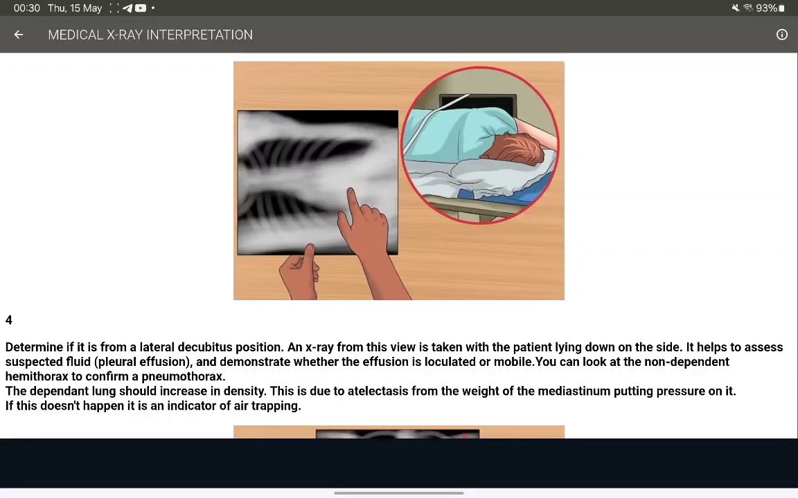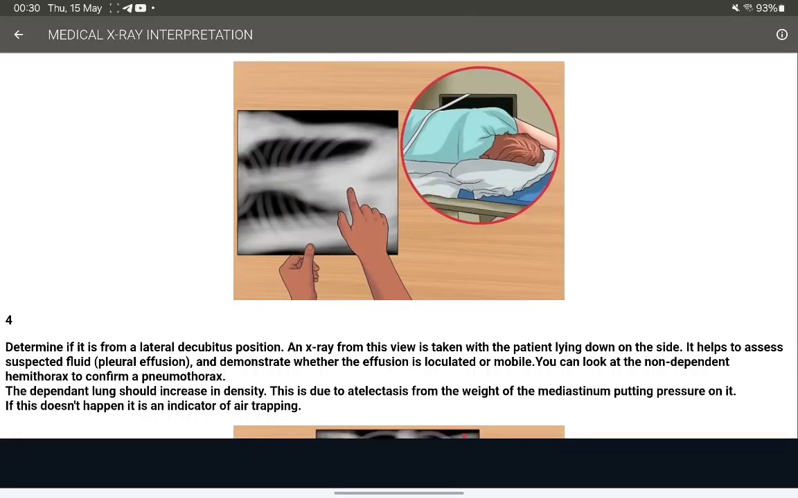Sometimes fluid in an X-ray can mimic pathology like densities, consolidation, or mass. When you use a lateral decubitus film, you can differentiate between the types of pathology. You can look at the non-dependent hemithorax to confirm a pneumothorax, which means the presence of free air in the hemithorax, which is an emergency in the chest.